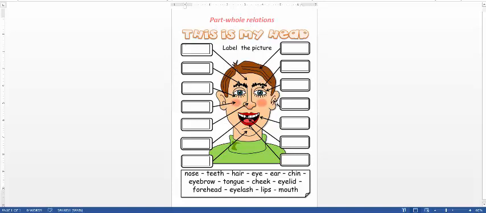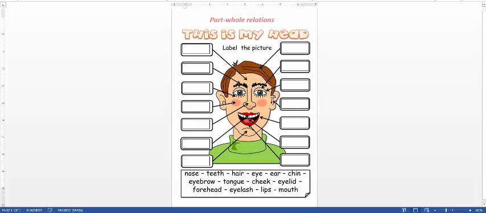Now see, this head is one part of a human body, one big part, and the most important part of a human body. And this part is not alone. There are many other parts in this part. So we know the major parts on the head of a person.